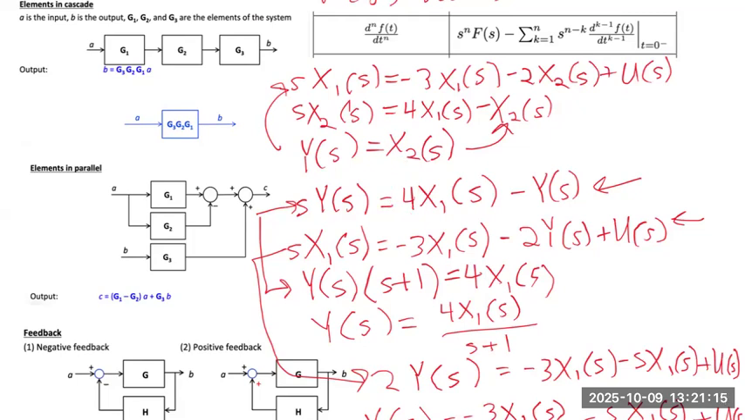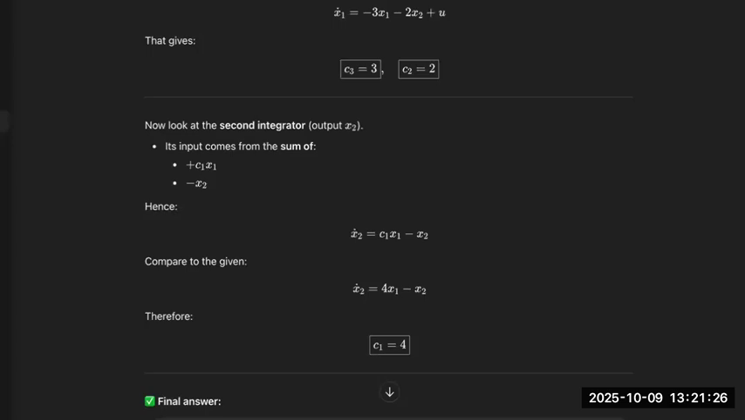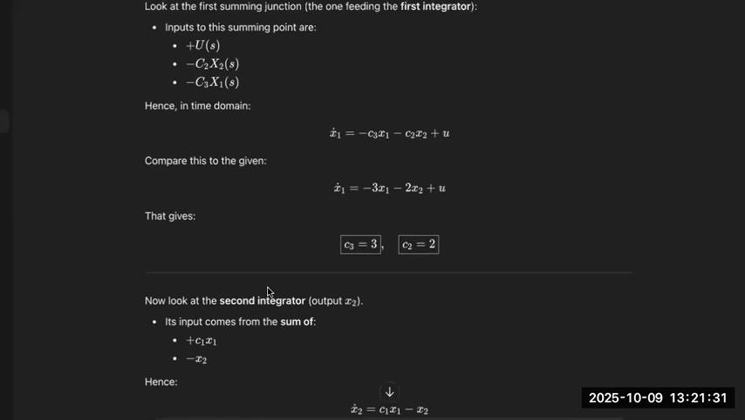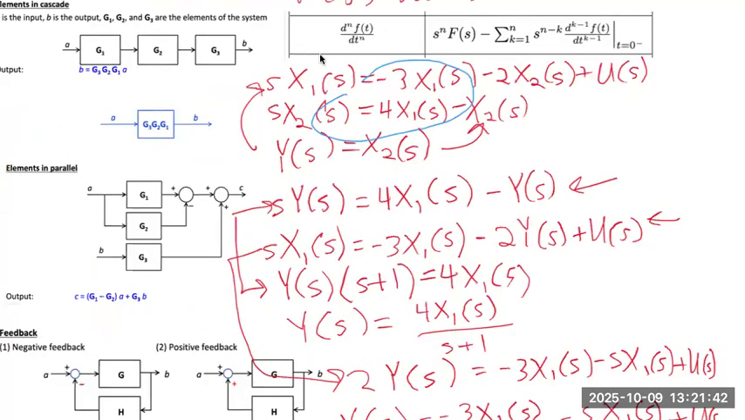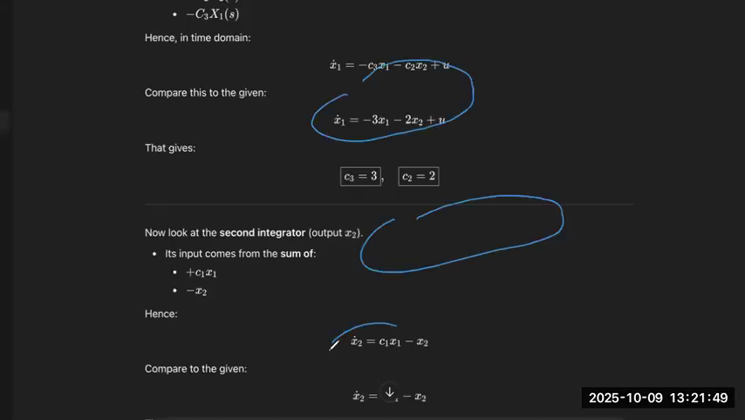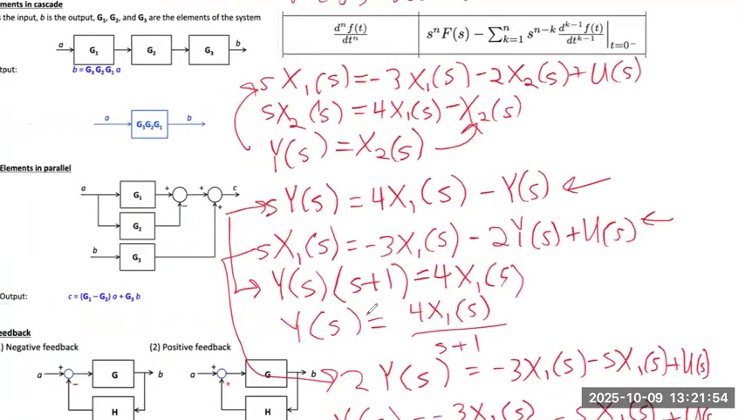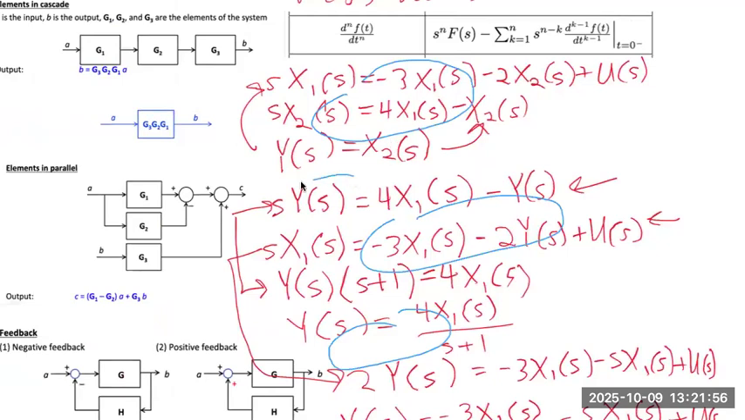So let's look at, yeah, so over here you see that there are these equations. So this equation with the u, we see we have -3 and -2. And now if we look at over here, we also have -3 and -2. And similarly for the y(s) equation, we have x2 dot equals c1 x1 minus x2, and we also found that over here.